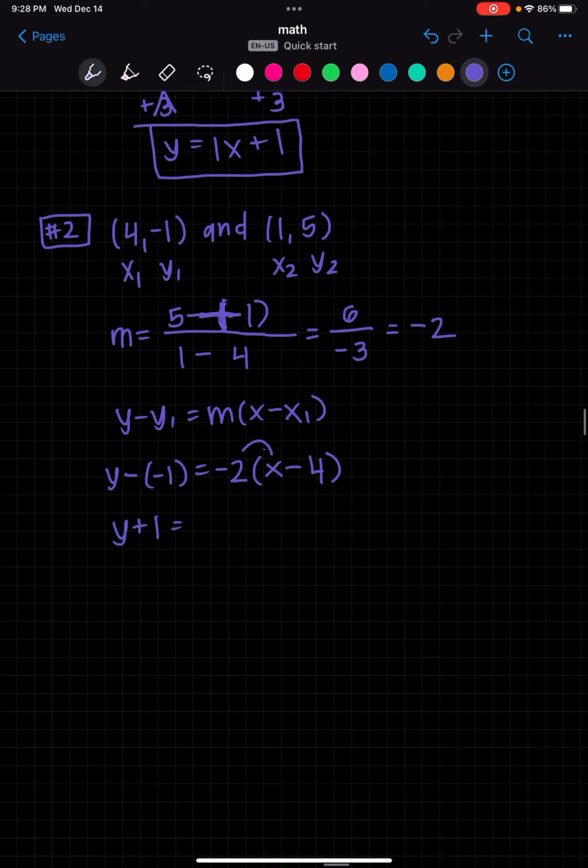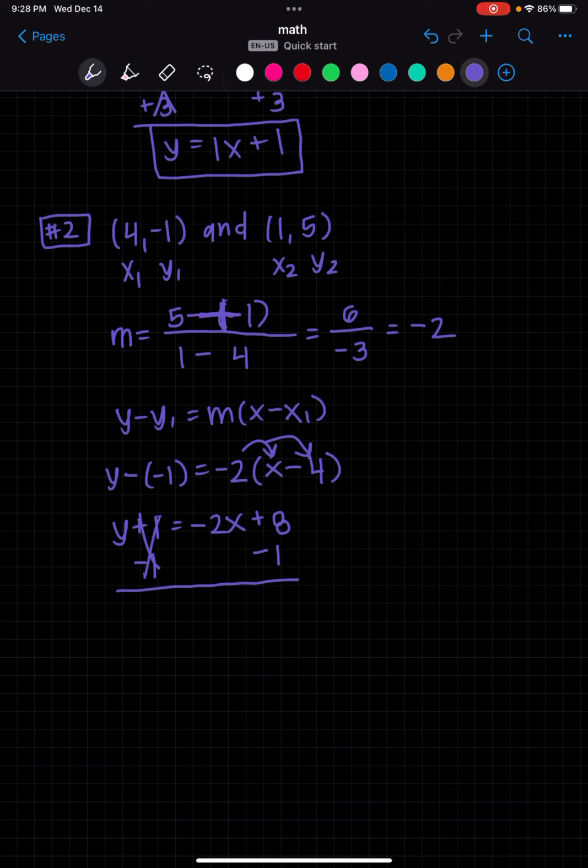Then I'm going to distribute the -2 on the right side. So -2 times x gives me -2x. Then -2 times -4 gives me a positive 8. The very last step is to get that y by itself, so it's in that slope-intercept form. To get the y by itself, we would subtract 1 from each side. Once again, we're subtracting from the thing without the x because we want to combine like terms.